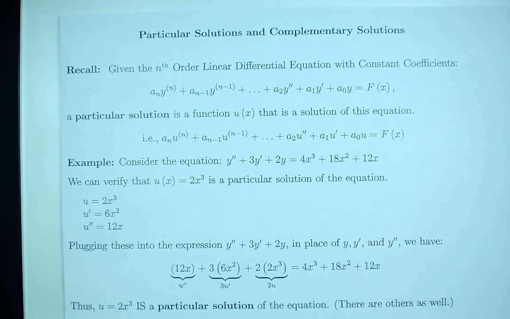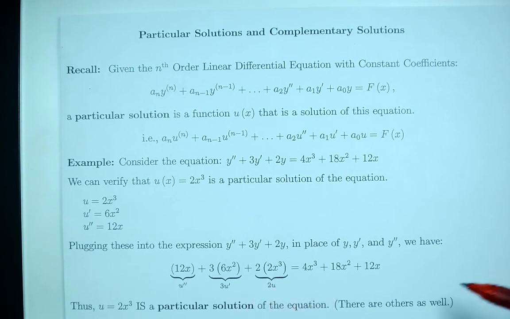So let's see. Where y double prime went before, we're putting u double prime. Where we had 3y prime before, we have 3u prime. And where we had 2y before, we have 2u. Now let's see what we get. We get 12x, check. We get 3 times 6x squared, which is 18x squared, check. We get 2 times 2x cubed, which is 4x cubed.